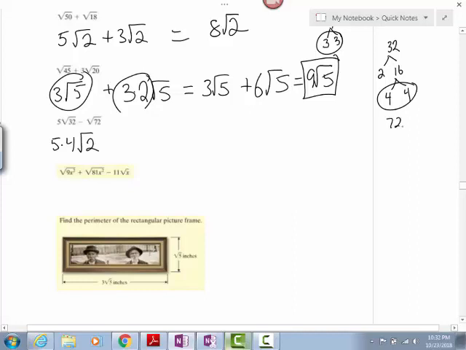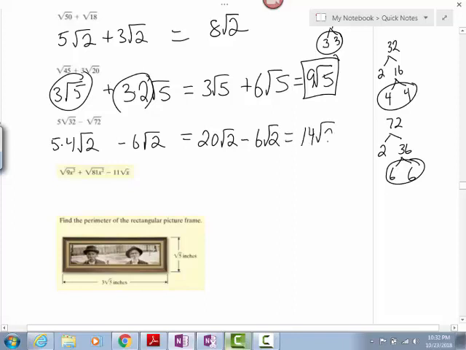Let's see, 72. 72 is 2 and 36. If I break down 36, 36 is 6 times 6. I know I could continue, but again, I'm just trying to get a pair, so I already have my pair right there. It's a 6, so minus 6 square root of 2, okay? And so finally, when I multiply, that's going to give me 20 square root of 2, minus 6 square root of 2, leaves us with 14 square roots of 2. Okay.